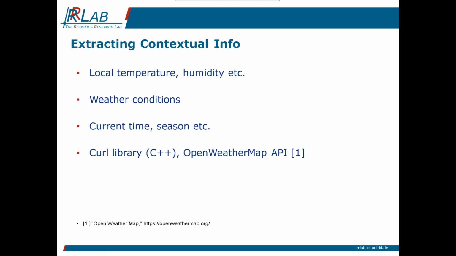We extracted contextual information, for example, local temperature, humidity, wind speed, etc. We also extracted weather conditions, for example, rainy, cloudy, sunny, or even if there is any thunderstorm. Apart from that, we also kept track of the current system time, name of the day, name of the month, season, or even the year. For the technical implementation, we utilized the curl C++ library as well as the OpenWeatherMap API.